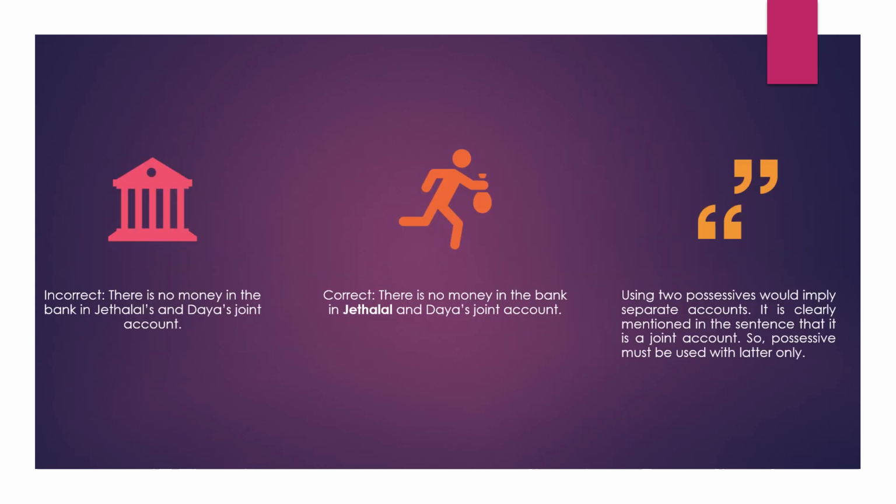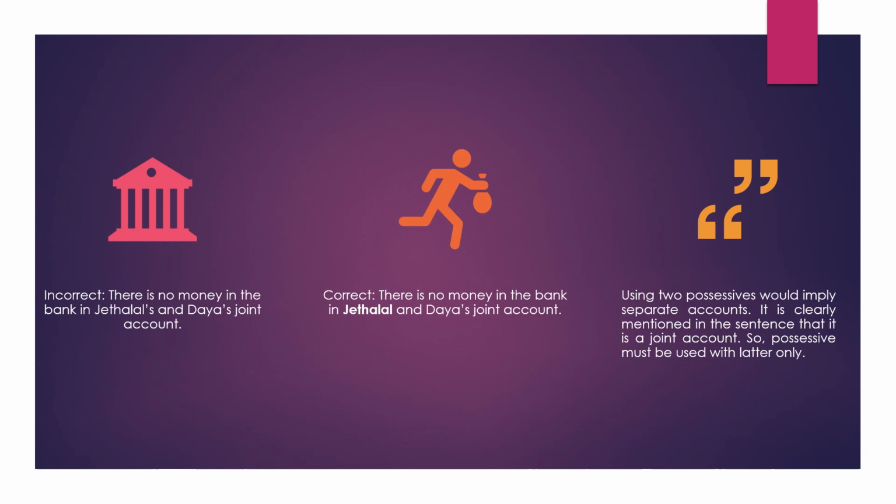There is no money in the bank in Jethalal's and Daya's joint account. Now here, we'll have to notice the usage of apostrophe. If I have a sentence that says Jethalal's and Daya's joint account, this would mean that we are talking about two joint accounts, one owned by Jethalal and the other owned by Daya. But the particular sentence tries to convey that Jethalal and Daya have one joint account, because we're talking of a joint account. So this means that it is their joint account that we're referring to.